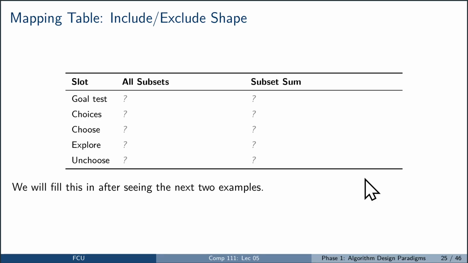So keep in mind that after the next 2 examples, all subsets and subset sums, we will come back and fill in every slot in this table. Now the second shape, essentially, instead of looping over choices, we make a yes/no decision about each element, whether we want to include it or exclude it.